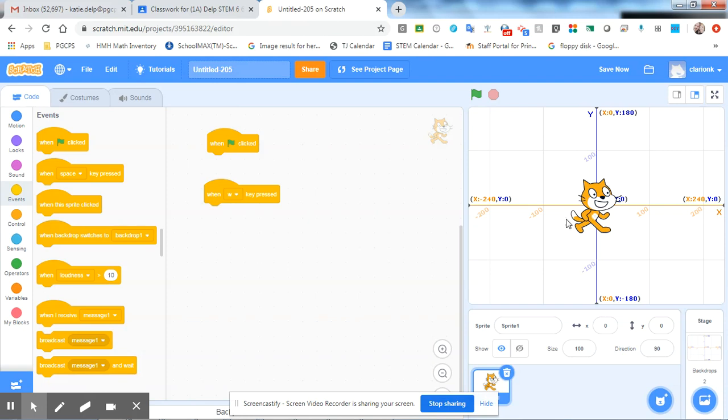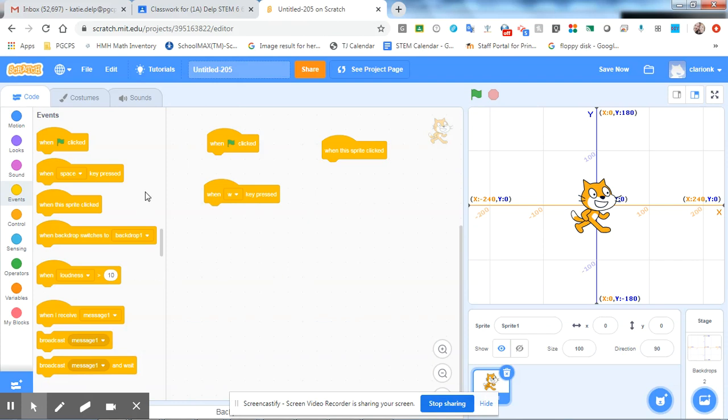If I want something to happen when I click on a certain sprite, so think about maybe a game online where you click a button to start, or you click a button to set settings or something like that, then you can use this hat block right here, when this sprite clicked. And because I have Scratch Cat selected down here, these instructions will apply to him anytime that I take my mouse and I click on it, okay?